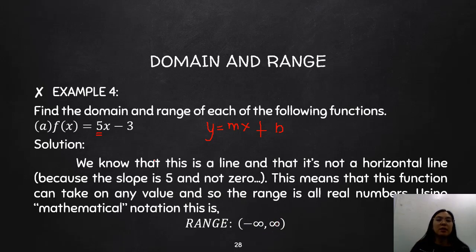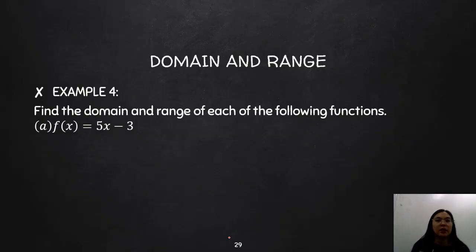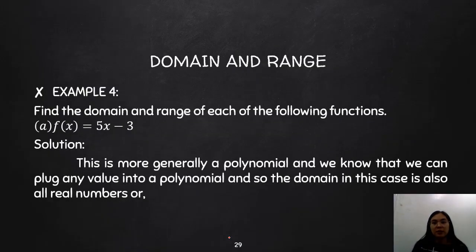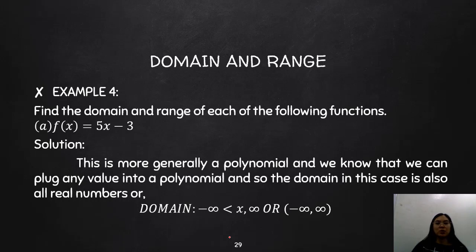Kasi when you graph this, di ba line lang naman siya. So, ibig sabihin, yung line is infinite from the negative value to your positive value. Any number within that particular range. So this is more generally a polynomial, and we know that we can plug any value into a polynomial, and so the domain in this case is also the set of all real numbers. So yan yung domain, for this particular equation, pareho lang din siya sa range. So your domain is from negative infinity to positive infinity.